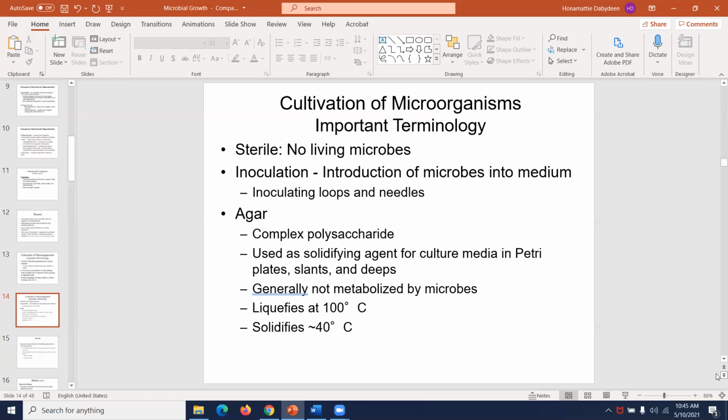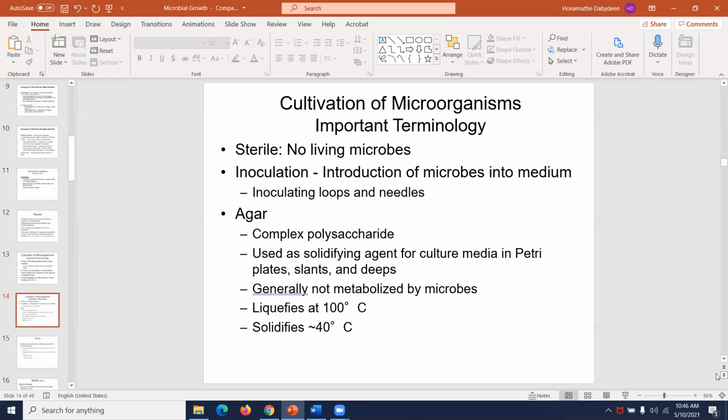I'll show you how to use those in the lab, but we will use inoculating loops and inoculating needles to inoculate our media. Now, media is just food for the bacteria. We make media in the lab, whether we want to make solid medium or liquid medium or semi-solid medium, and we'll be using all of them.